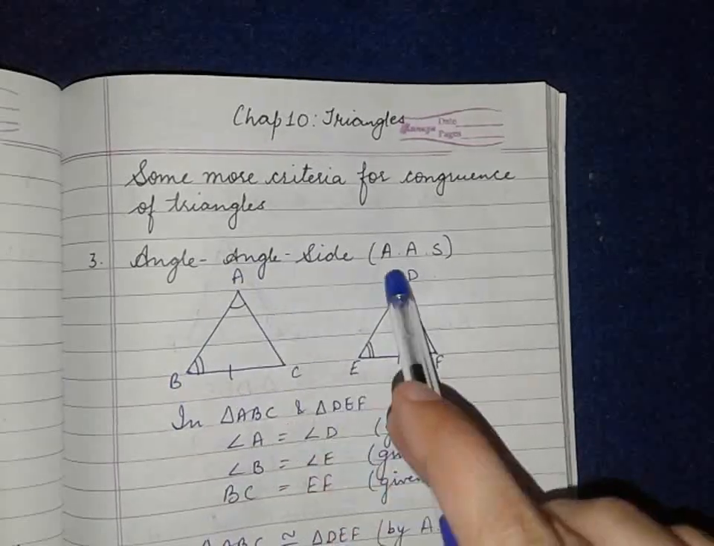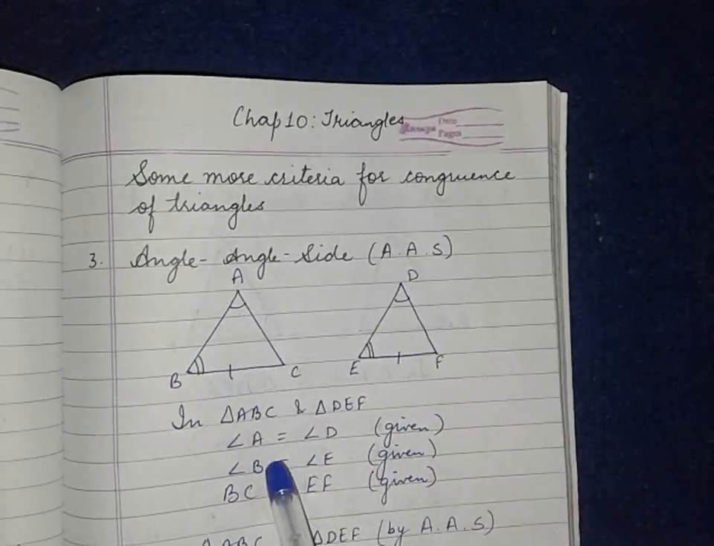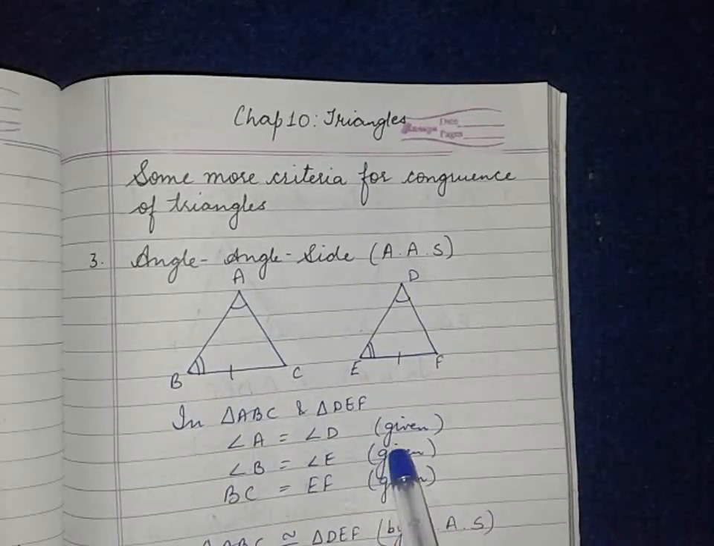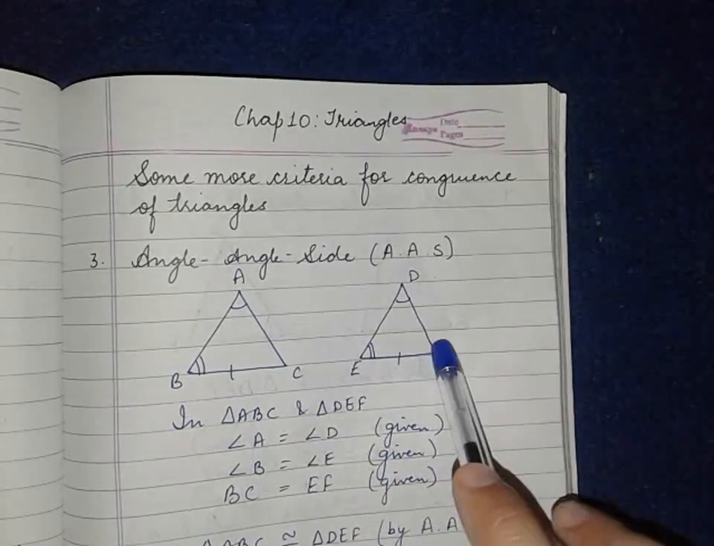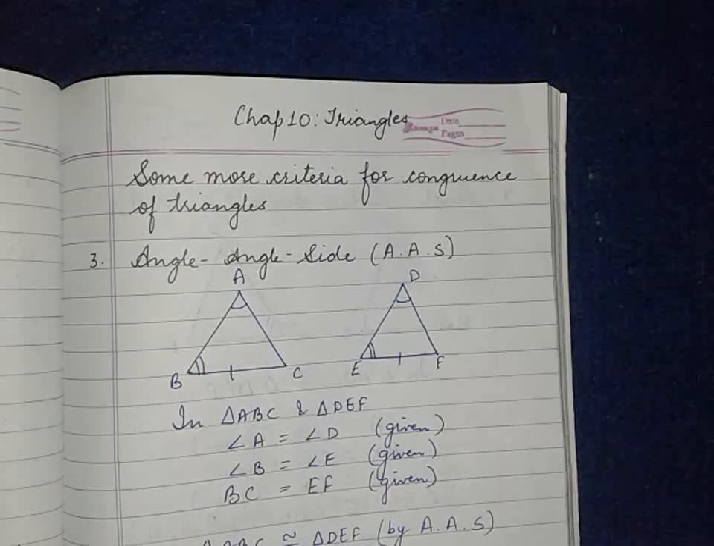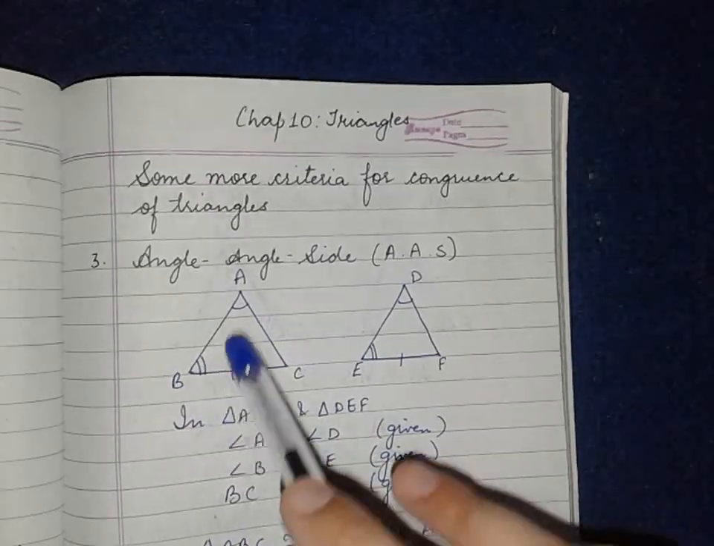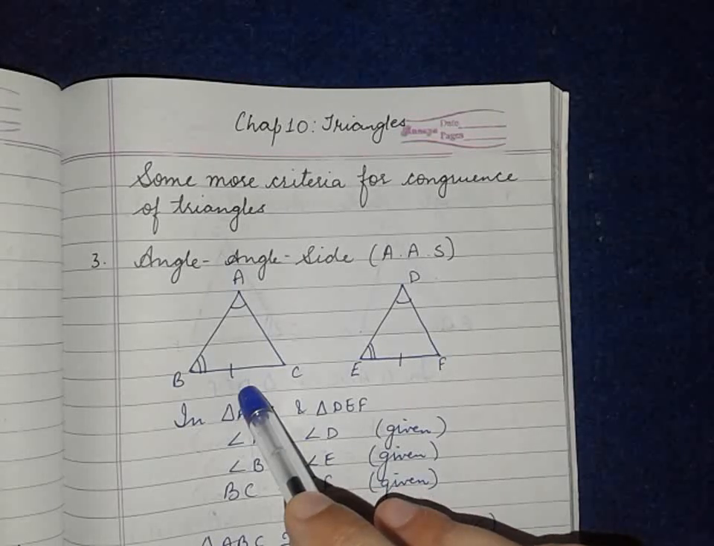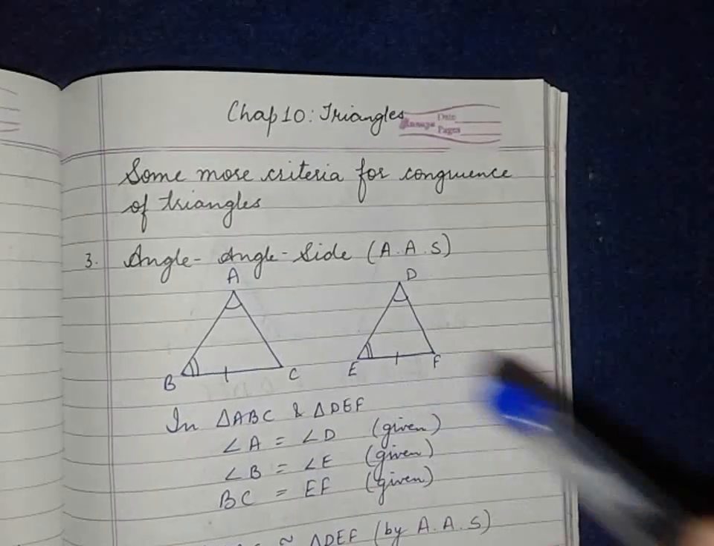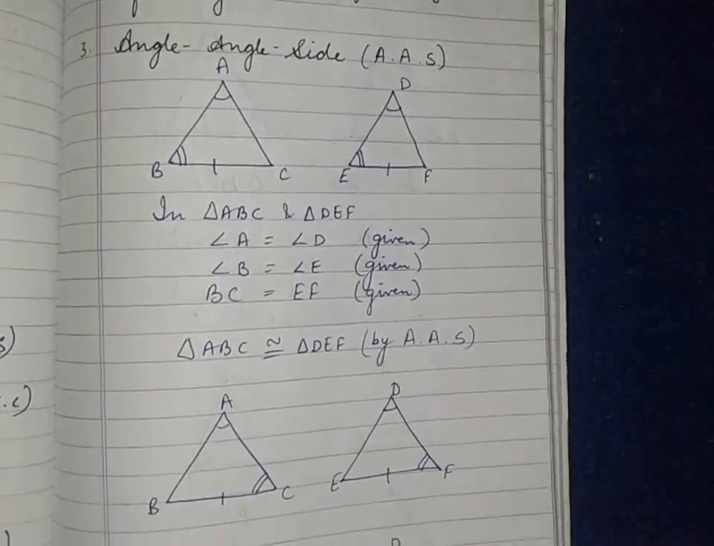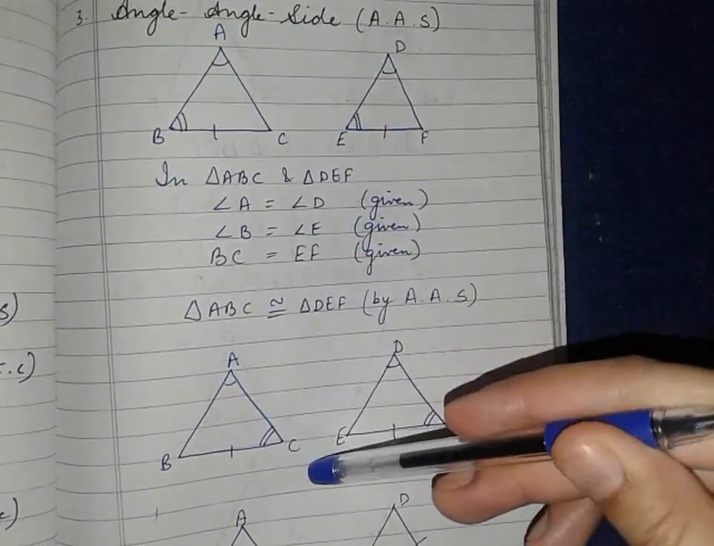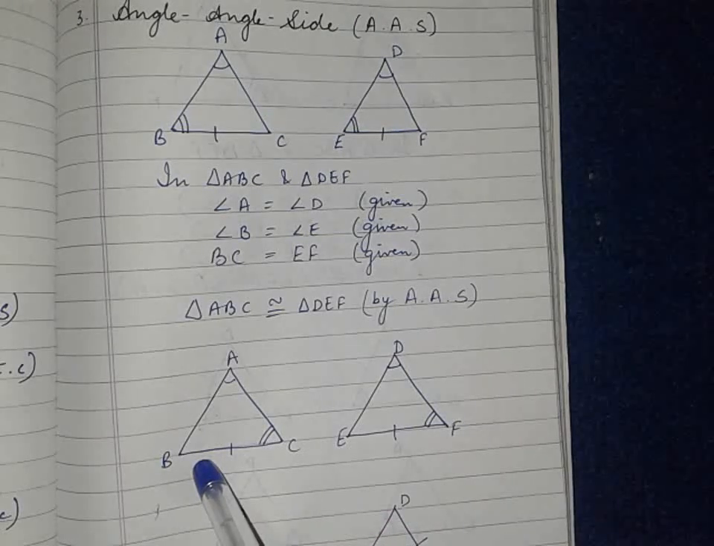In triangle ABC and DEF, you can see angle A is equal to angle D, reason given. Angle B is equal to angle E, reason given. And BC is equal to EF, given. So triangles are congruent by AAS. We have taken an angle, another angle, and then a side. Another way of seeing this can be, in place of A and B, A and C are given, then this side will be included.